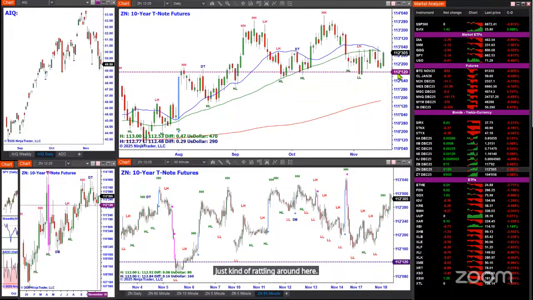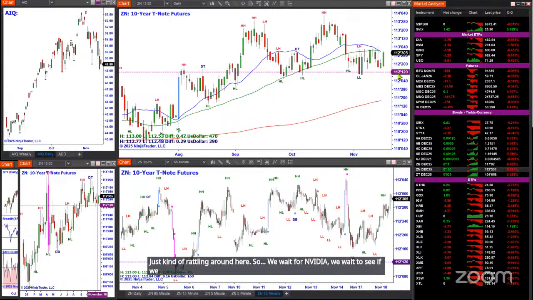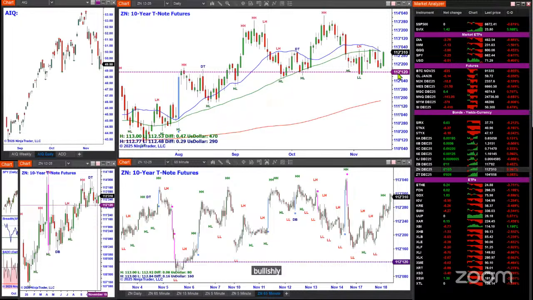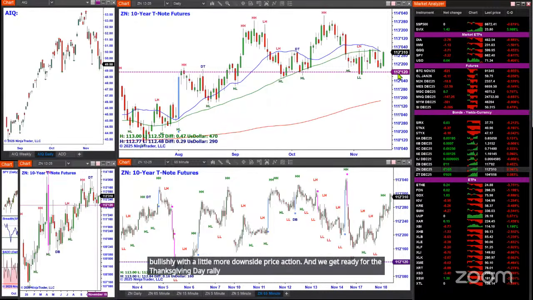So we wait for NVIDIA. We wait to see if we get some more downside. Hopefully our internals line up bullishly with a little more downside price action. And we get ready for the Thanksgiving Day rally that usually unfolds. All yours, Dan.